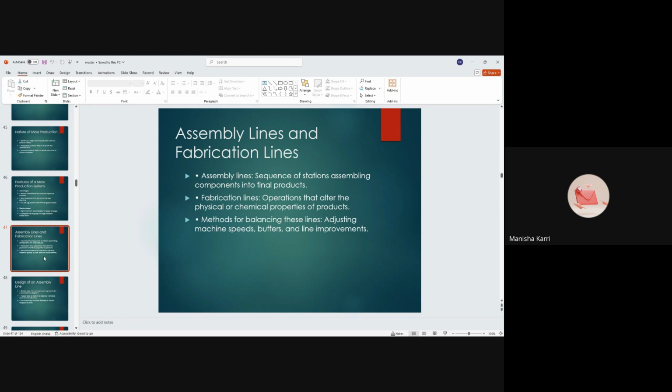So there are some methods for balancing assembly and fabrication lines. Balancing production lines ensures more efficiency, minimizes delays and optimizes the use of resources, like adjusting machine speeds and using buffers. Buffers are intermediate storage areas between different stations that allow for slight delays in one part of the line without affecting the entire line. That is nothing but the buffers.